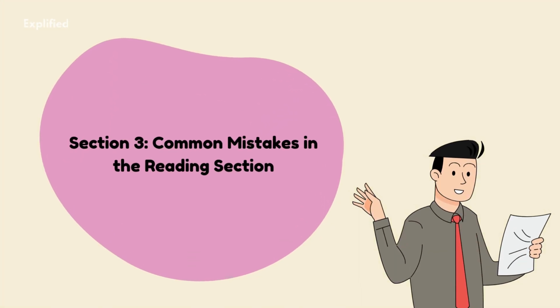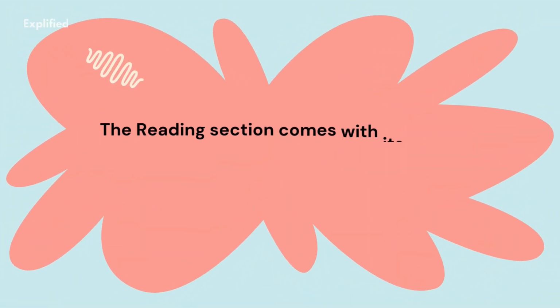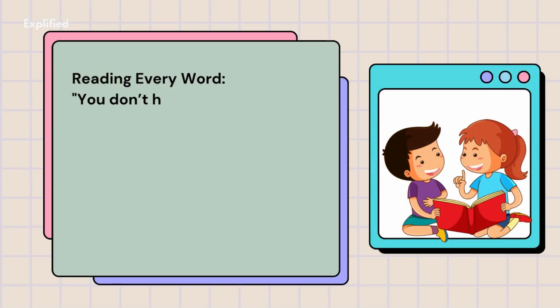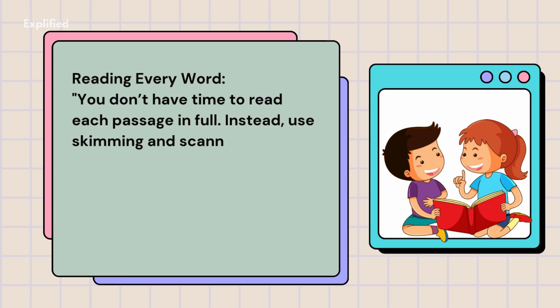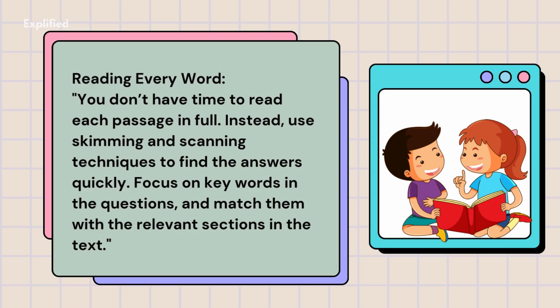Section 3. Common mistakes in the IELTS reading section. The reading section comes with its own set of challenges, and there are some mistakes you should be cautious of. Reading every word. You don't have time to read each passage in full. Instead, use skimming and scanning techniques to find the answers quickly. Focus on keywords in the questions and match them with the relevant sections in the text.